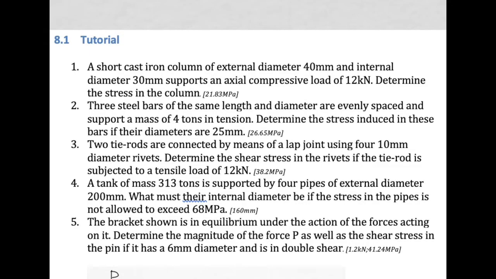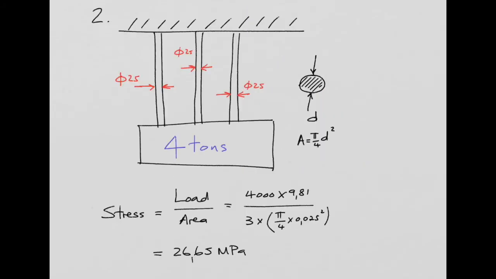Let's take a look at the second one. Here you'll see they talk of 3 steel bars, all of the same length and diameter, and they are evenly spaced, and they support a mass of 4 tons in tension. Now remember, a ton in the metric system is 1,000 kilograms, so we're talking about 4,000 kilograms of mass that is being supported. We must find the stress in these bars, and they say the diameters are 25 millimeters. Now the diameters suggest that the bars are indeed round. So let's take a look at that solution.